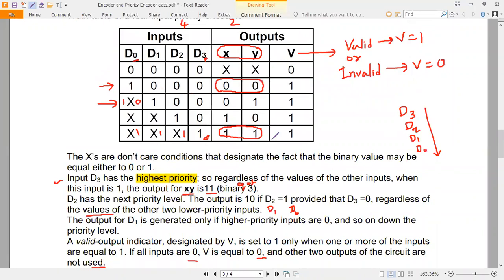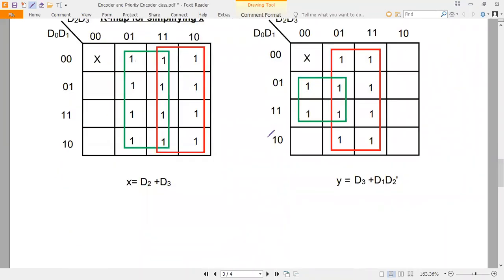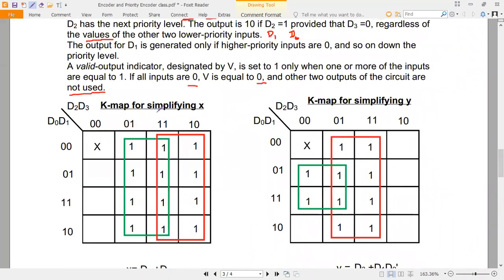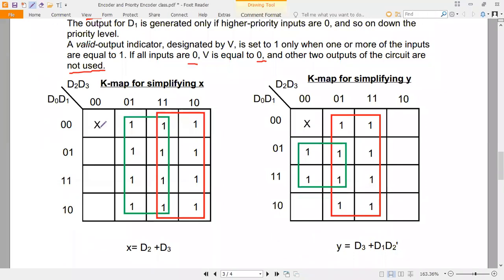So here now we have to design the circuit. For designing the circuit, we have to get the expression for X and Y using the K-map. So we see here, what is the first combination? All zeros. So you have don't care for X and don't care for Y. When all the inputs are equal to 0, you have this don't care. Next, what is the next combination?